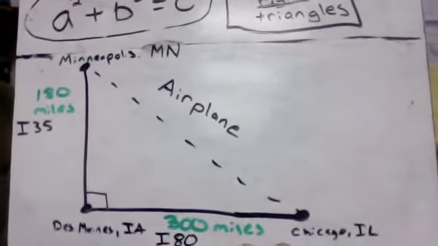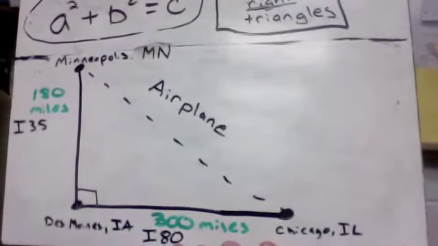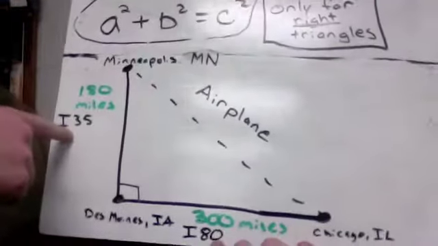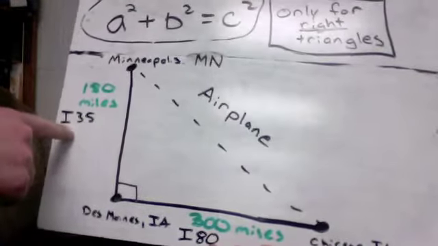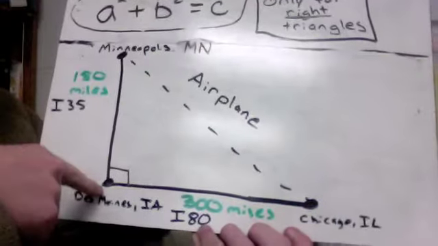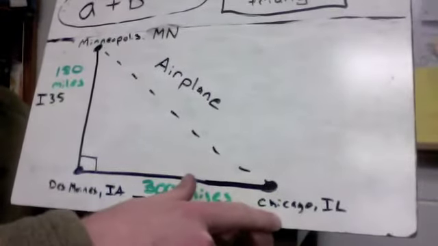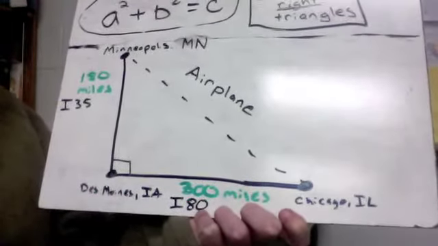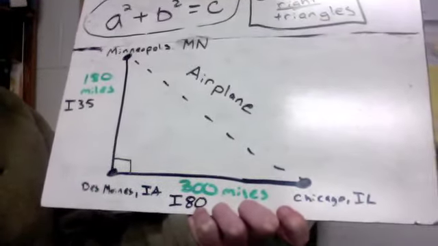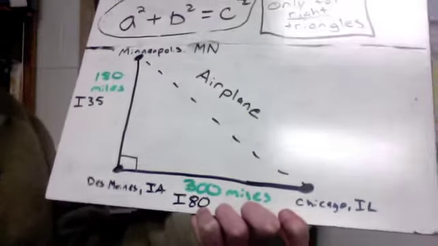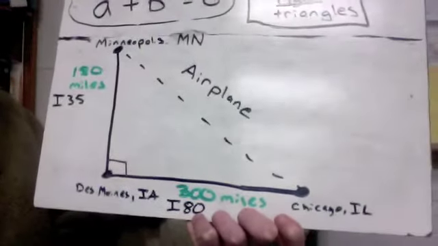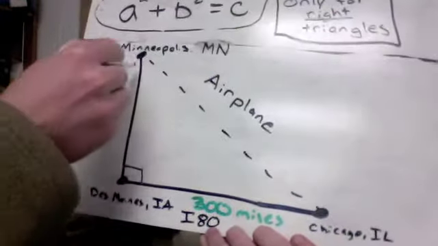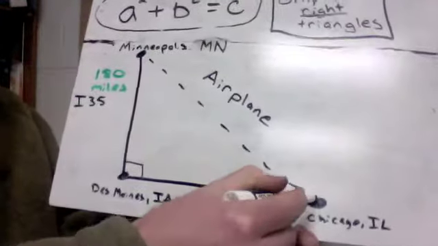All right, the setup for this first question is that I am taking a trip from Minneapolis, Minnesota, down Interstate 35 to Des Moines, and then east over to Chicago on Interstate 80. And if you look at a map, this is pretty much a right triangle. It's a right angle anyway to start with. You're basically going straight south and straight east.